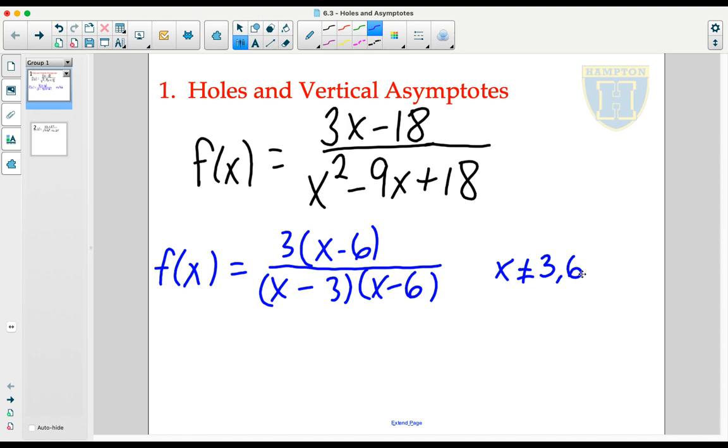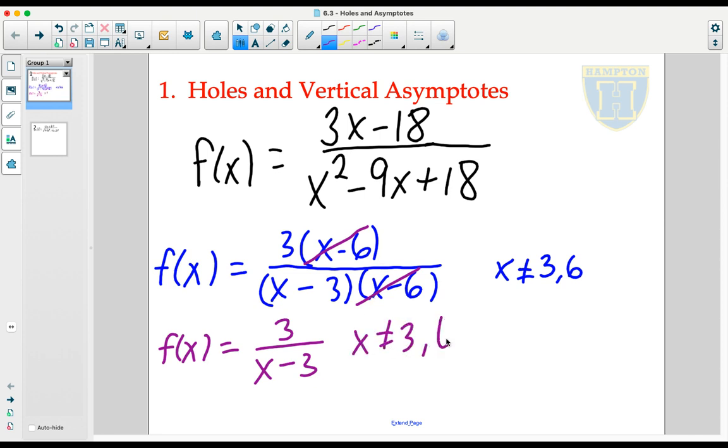If we continue our cancellation and our simplification, we see that the numerator and the denominator have the same factor, x minus 6. If we simplify that factor out, we are left with a final simplified form of 3 over x minus 3. Still restricted at 3 and 6. But it's the cancellation of this factor, x minus 6, that reveals to us the unique characteristic of a hole.